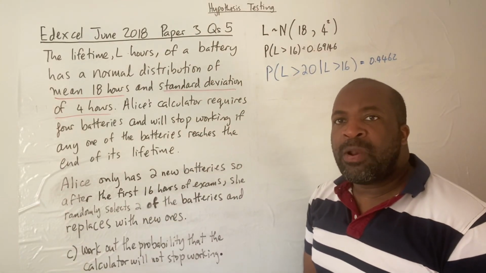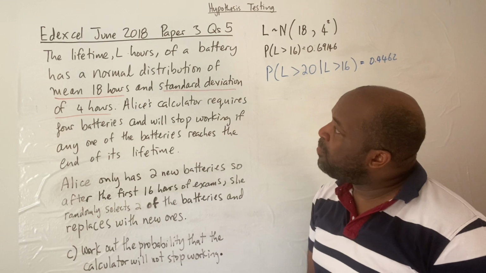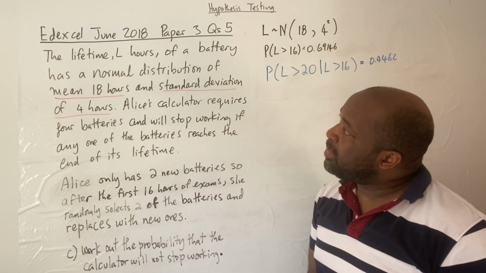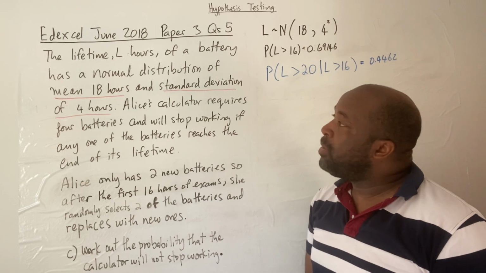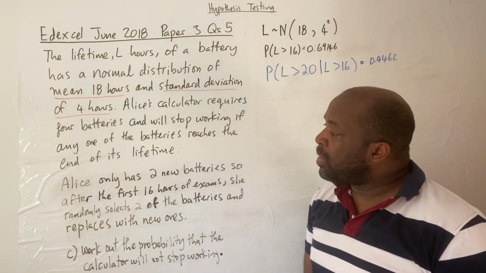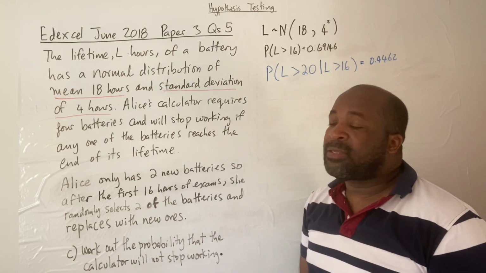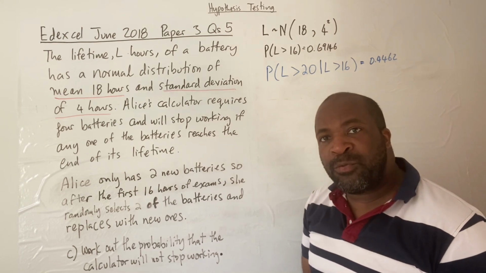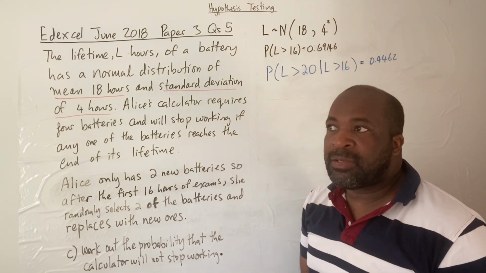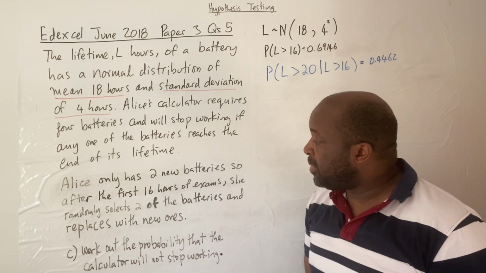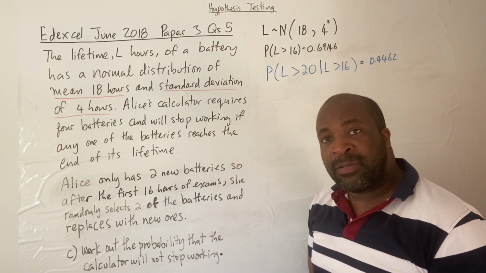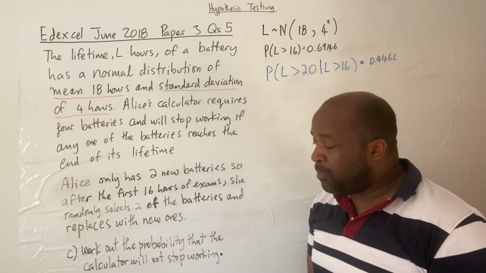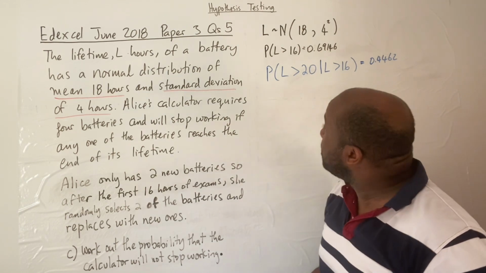Okay, so welcome to part C of the question that we've been exploring. That is taken from the Edexcel June 2018 paper 3, question 5. So we're looking at part C, where we're told that Alice preemptively replaces 2 working calculators with 2 new calculators, and we're asked to determine the probability that our calculator will continue working for the remaining 4 hours.